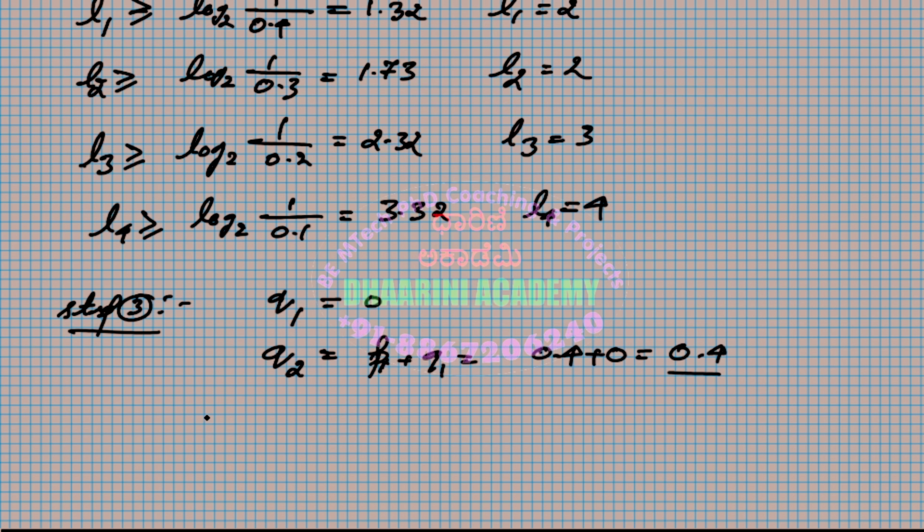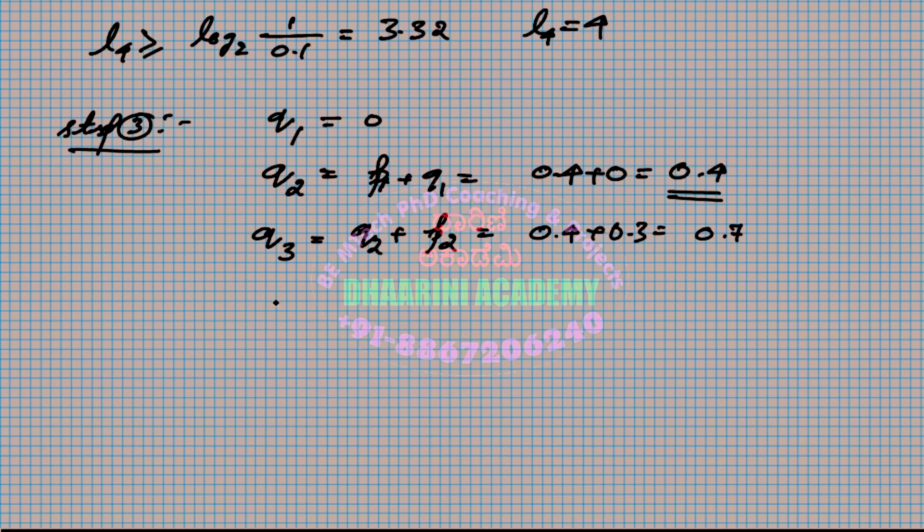Let's hold on to this. I'll move further to Q3. Q3 is equal to the Q2 previous value plus the next symbol's probability, P2. So 0.4 plus 0.3 becomes 0.7. Are you okay? Then for the next symbol, Q4 is equal to Q3 plus P3, the third probability. So that should be 0.7 plus 0.2. You have 0.9 coming.